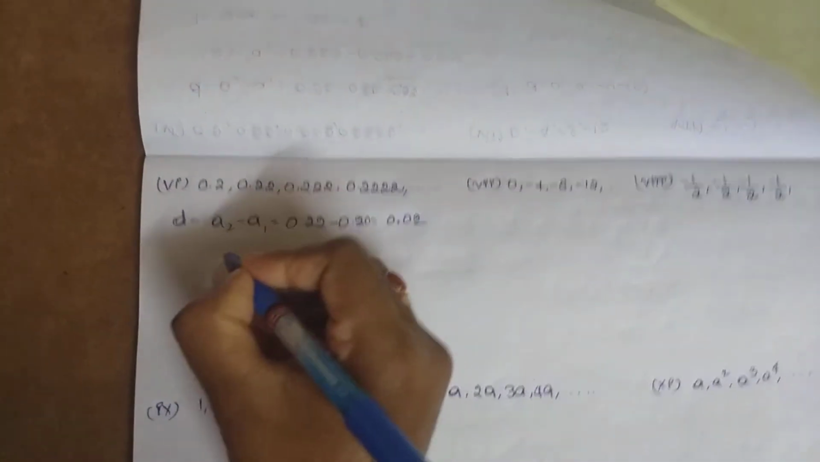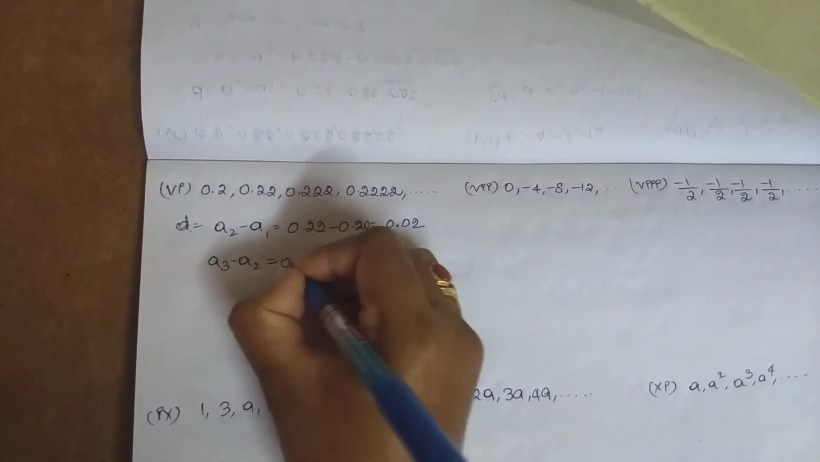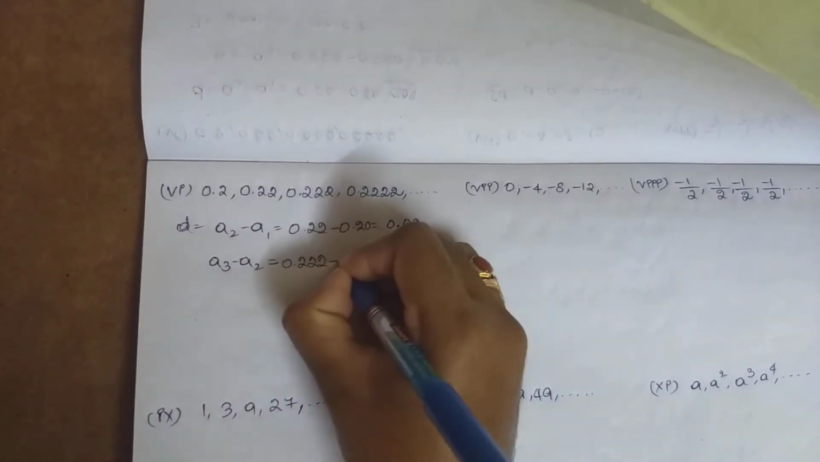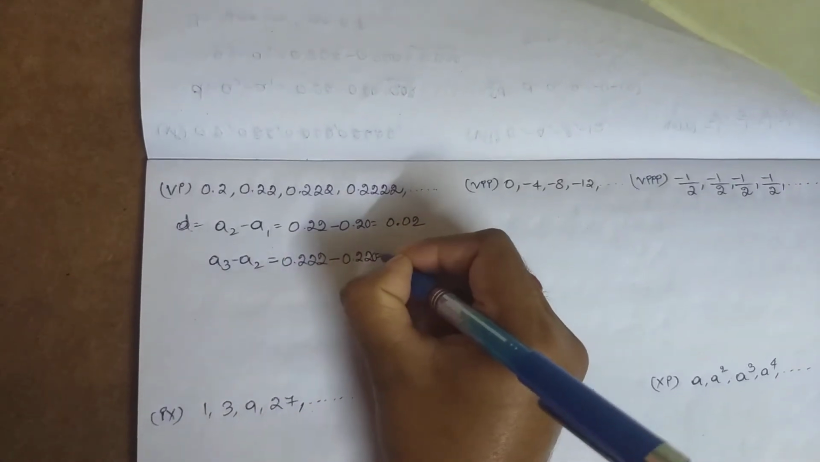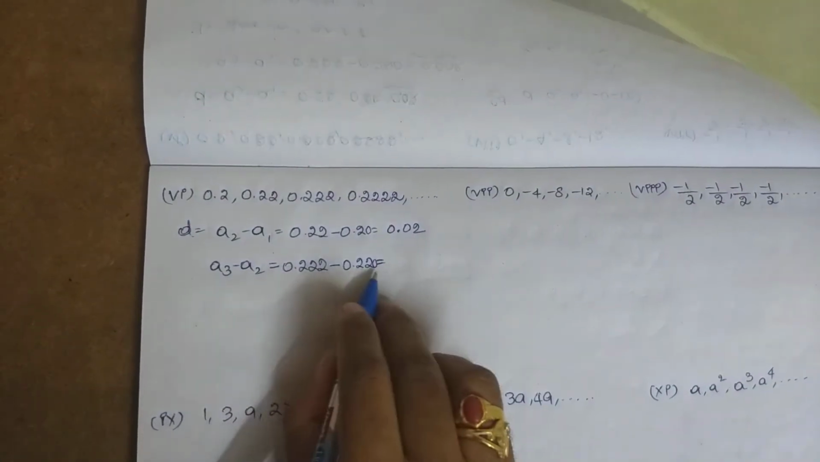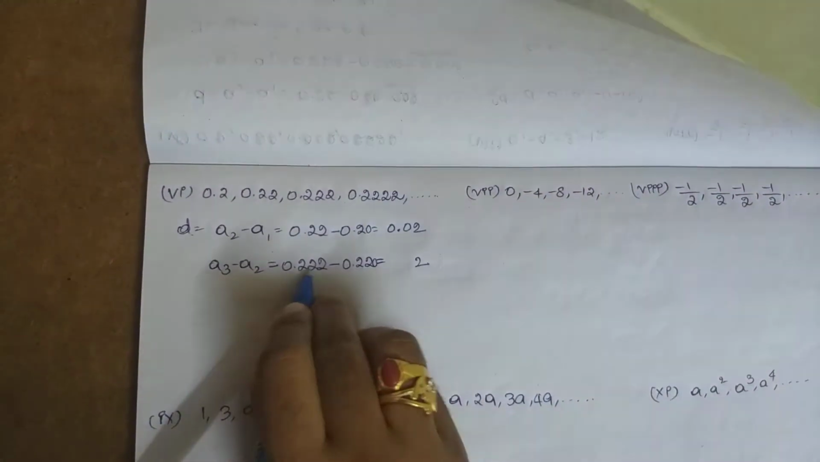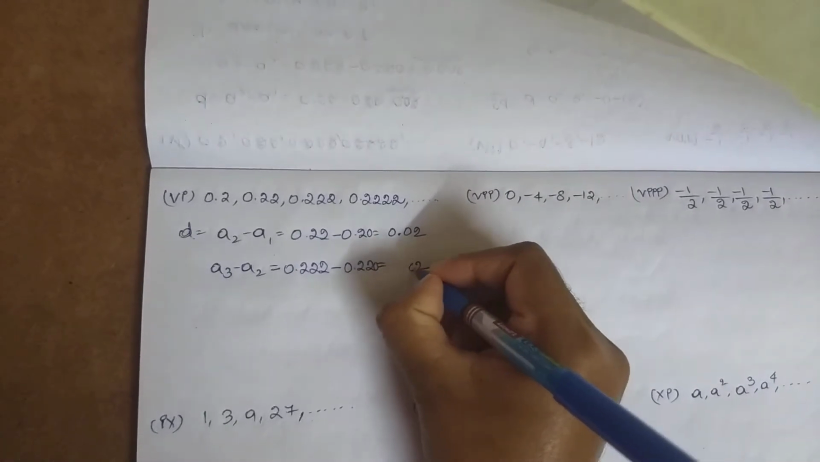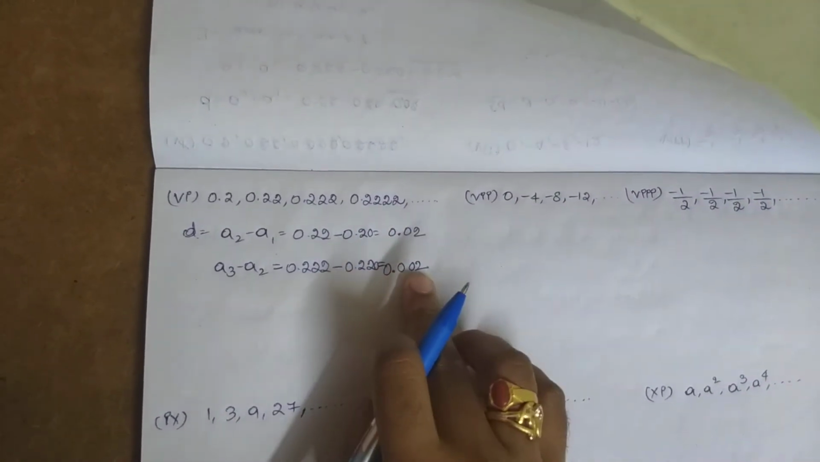Okay. Let us check it for a3 minus a2. What do we get? What is a3 here? 0.222 minus a2, which is 0.22. If nothing is there, assume it as 0. 222 minus 220, what do we get? We'll get 2. After how many numbers is the point there? After 3 numbers there should be a point. So we get 0.002.